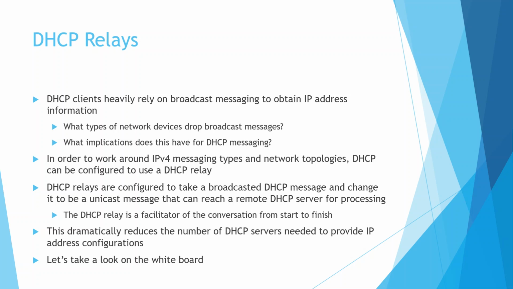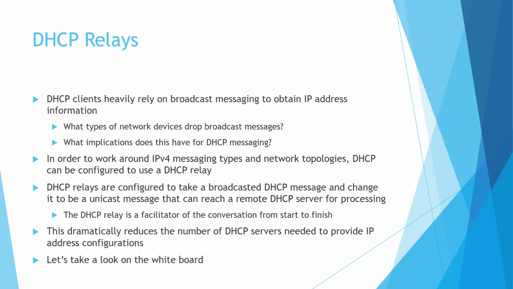So the broadcasted message is going to be sent out, and then the DHCP relay is going to take that broadcast message and change it into a unicast message, and send it to the remote DHCP server for processing. And so it's just this facilitator. It's going to basically hand messages back and forth between the client and the server that is on a remote network.